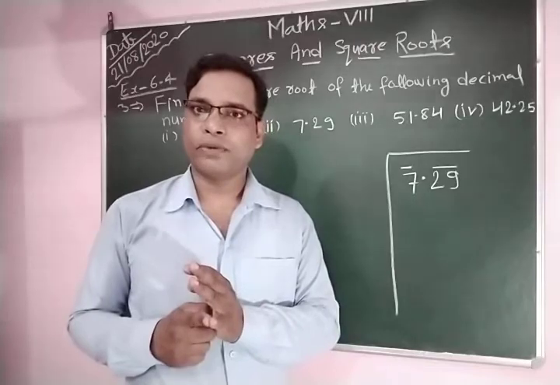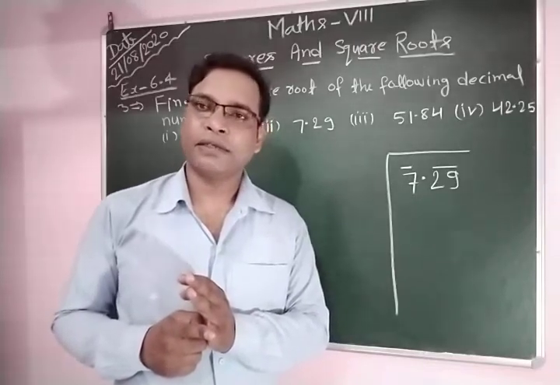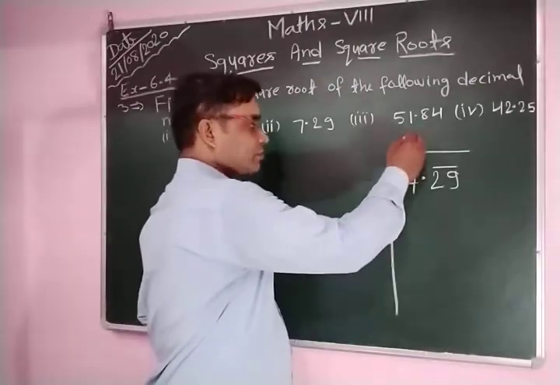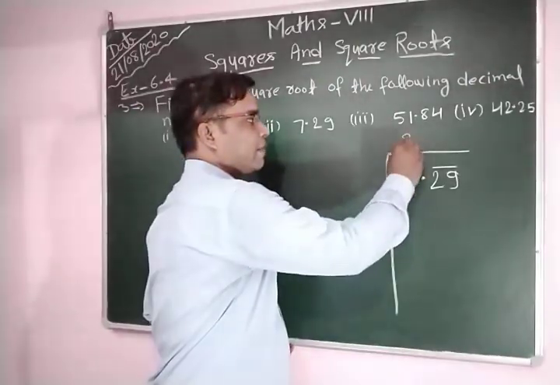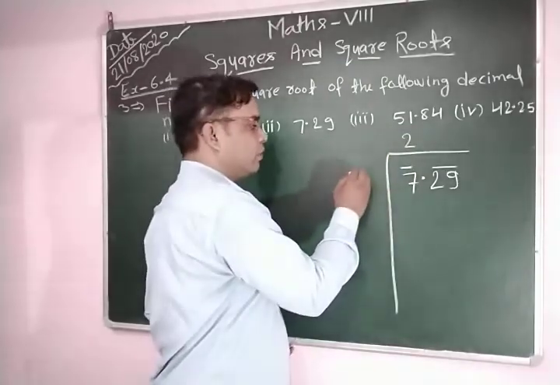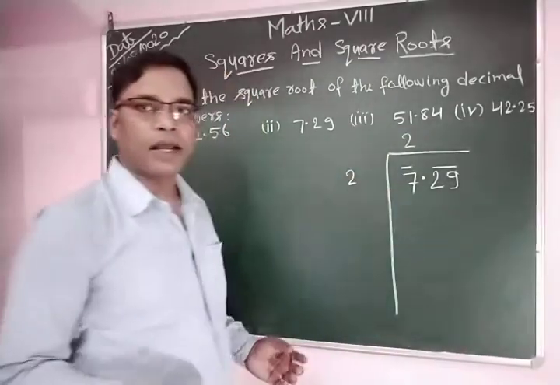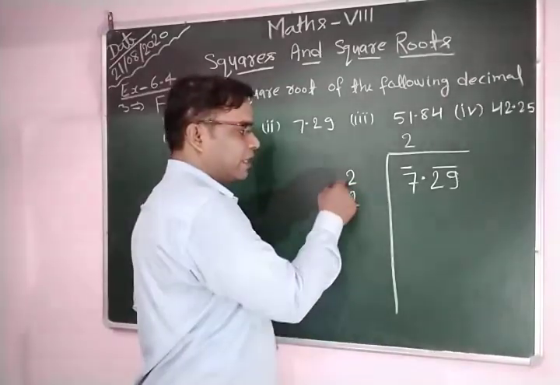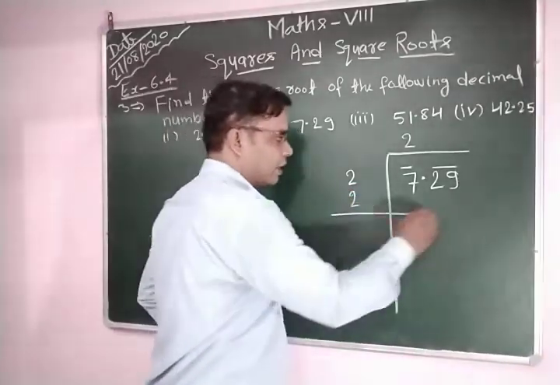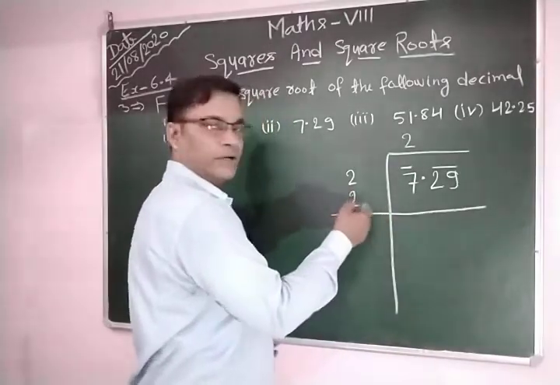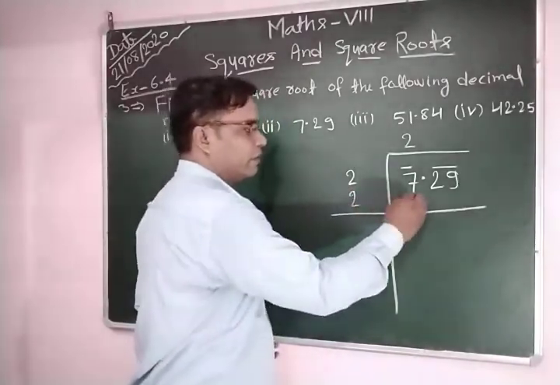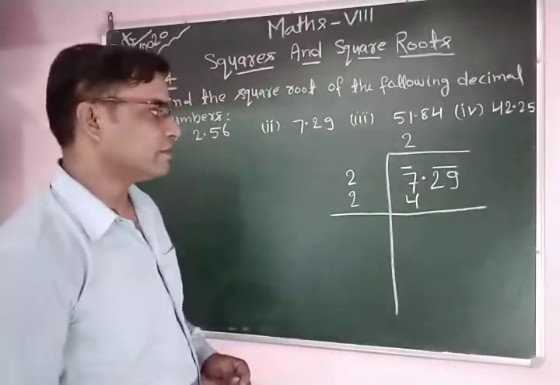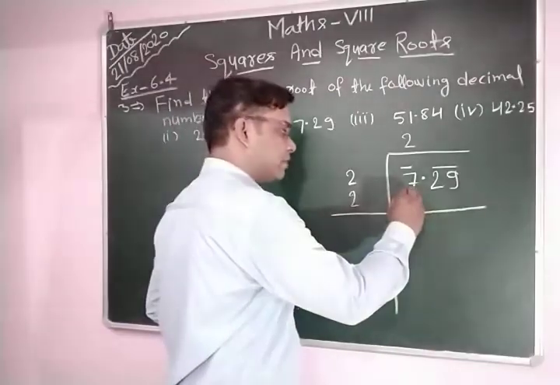The square of 2 is 4, and 4 is less than 7. So we select this number. Here we write 2 as the quotient and we write 2 as the divisor. Again we write 2, the value of this divisor, and multiply these two. After multiplying we add them. So 2 times 2 is 4. We write here 4. And after this we subtract it.